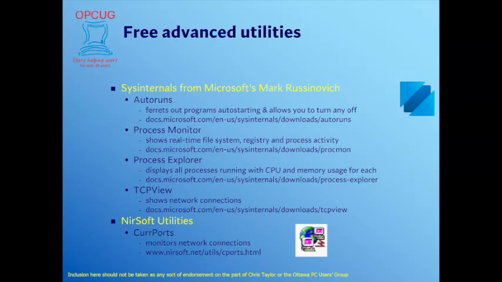Autoruns will allow you to find more programs than show up in the Task Manager autostart tab. There are all kinds of ways programs can load on your computer, and this will allow you to find all of them and toggle them off, leaving the entry there so you can toggle them back on later if you want them back. Process Monitor allows you to show real-time file system access, registry accesses, and processes running on your computer. So it can really dig into details about the things that are running.